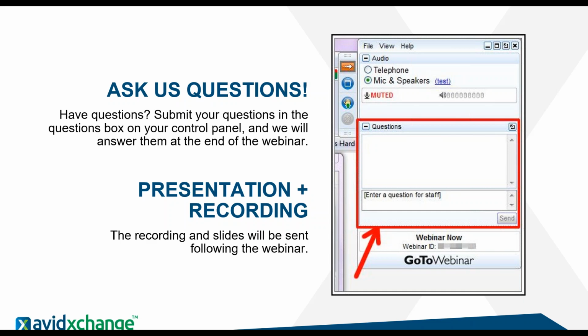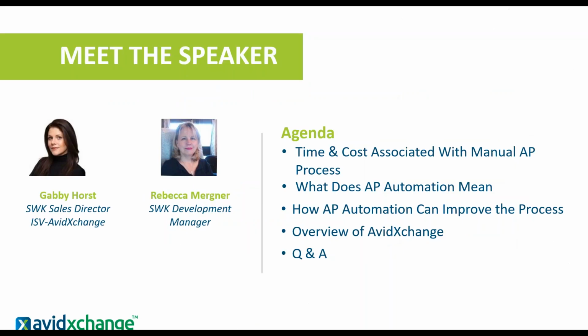Thank you, Courtney. So hi, everyone. My name is Gabby Horst. I'm SWK Sales Director. I primarily focus with the Avid Exchange product, and I have Rebecca Mergner on the line. She is our development manager. And today we're going to talk about time and costs associated to manual AP processing, what does it mean to automate, and then how could automation help improve the process, and then an overview of Avid Exchange. And if there's any questions during the webinar, please feel free to drop them in the question box.